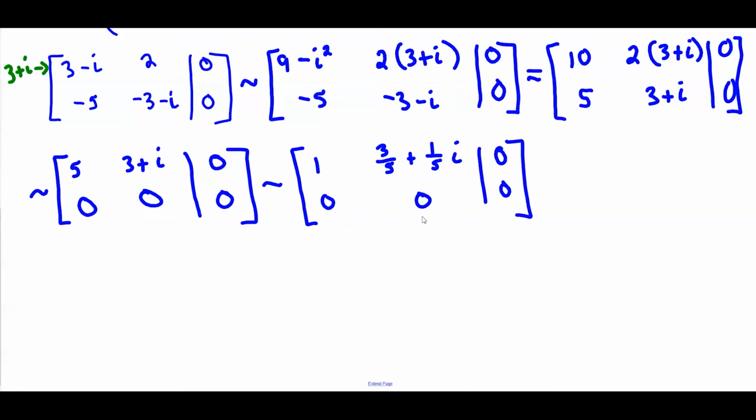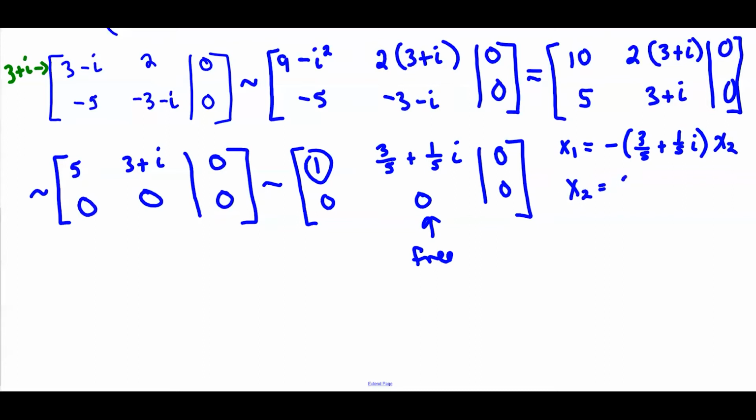And now I'm ready to get my eigenvector. So this one has a leading 1. This one is free. So I'm going to say component x1 is the negative of 3/5 plus 1/5 i times x2, and x2 is free. Right, these are the coefficients of x1 and x2. x1 and x2 are going to be the components of our eigenvector.